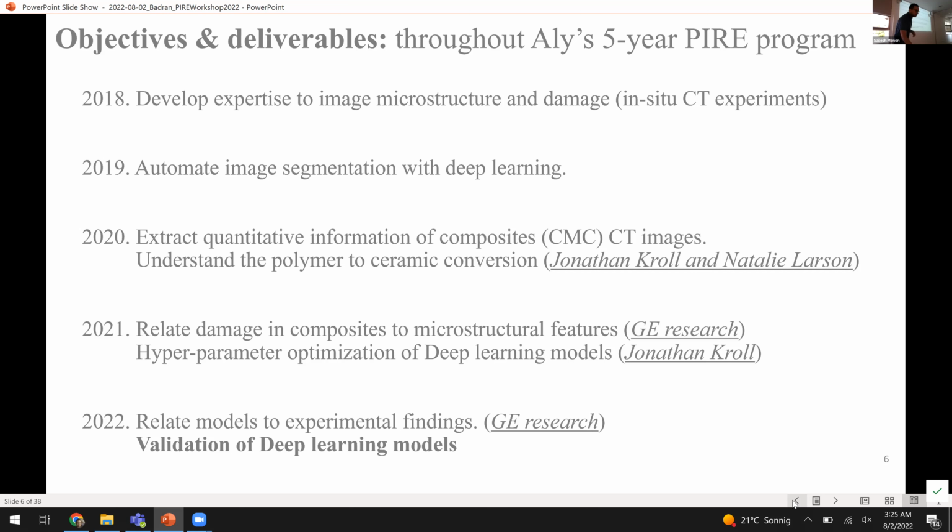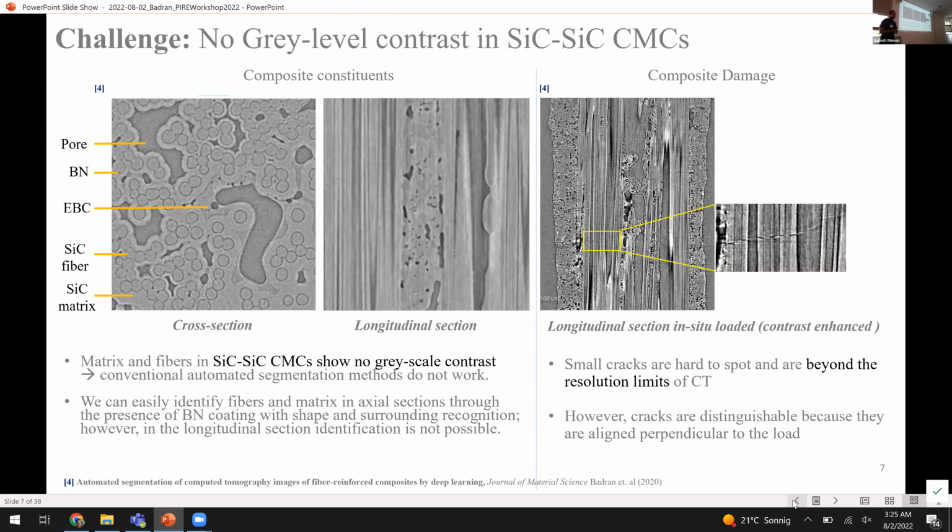So to start with, these are our composites. They're silicon carbide fibers in silicon carbide matrix. And the only reason you could see them is because of the coating around them. They're exactly the same contrast.